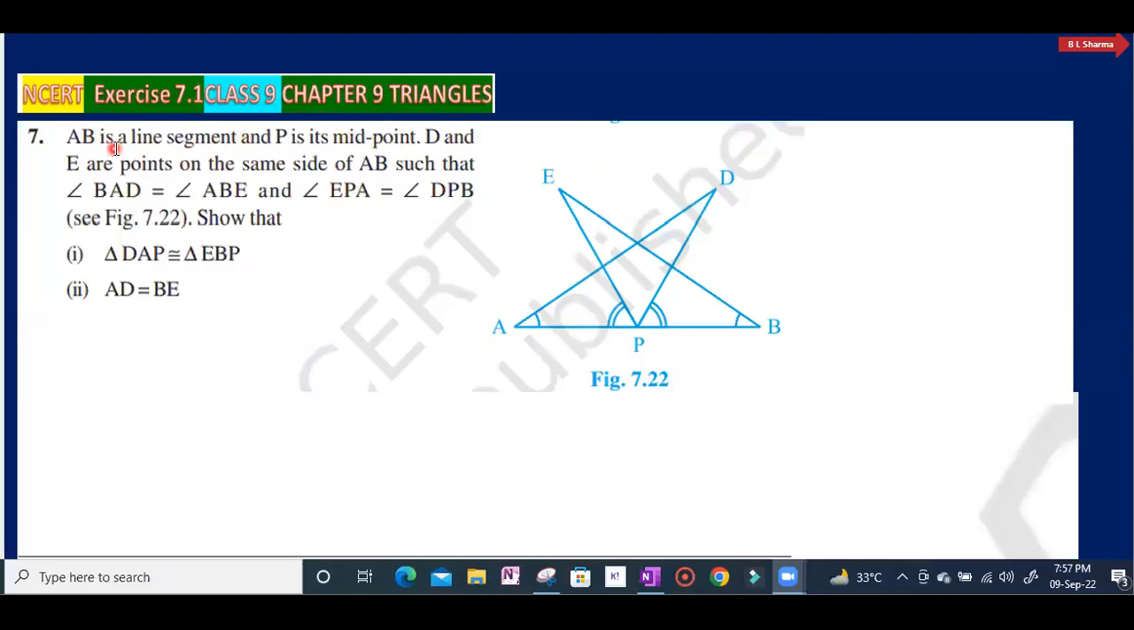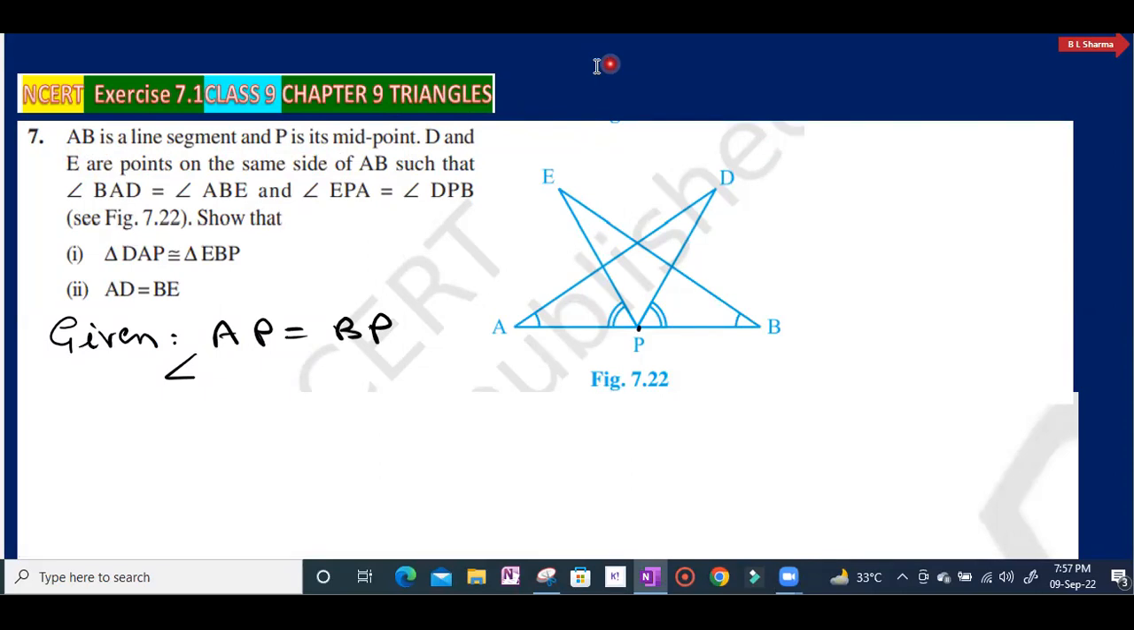Question number 7. AB is a line segment and P is its midpoint. P is midpoint, means we can say what is given here. Read the question carefully. Given, AP is equal to BP, because it is given that P is midpoint of line segment AB. Also given, angle BAD is equal to angle ABE.